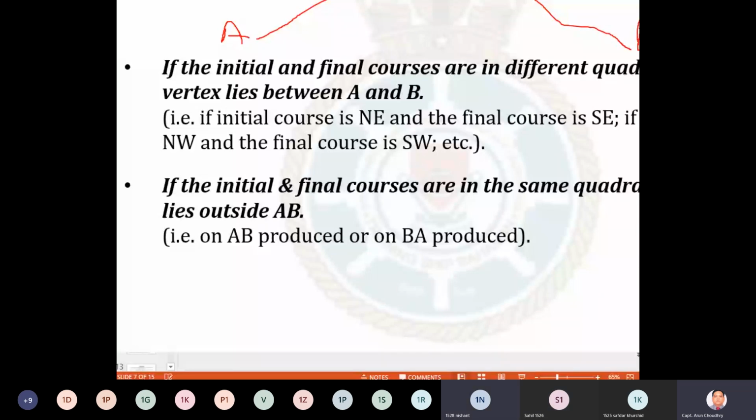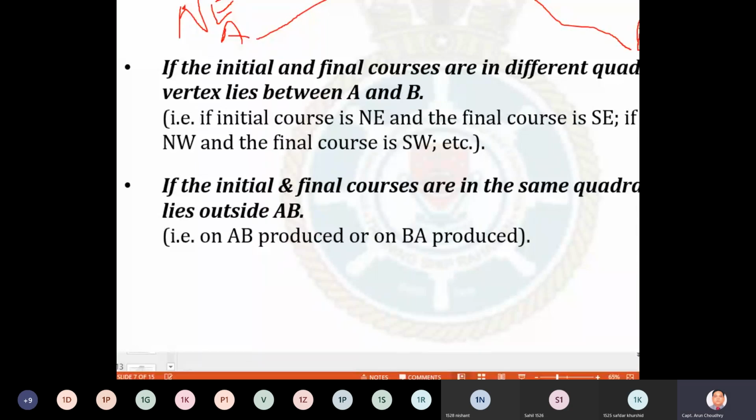Here we have this. I'm just trying to explain both the things. Basically, this is regarding the first point. Here our initial course is northeast, and in this, when she is about to reach her destination, our final course is southeast. So this is the first condition.